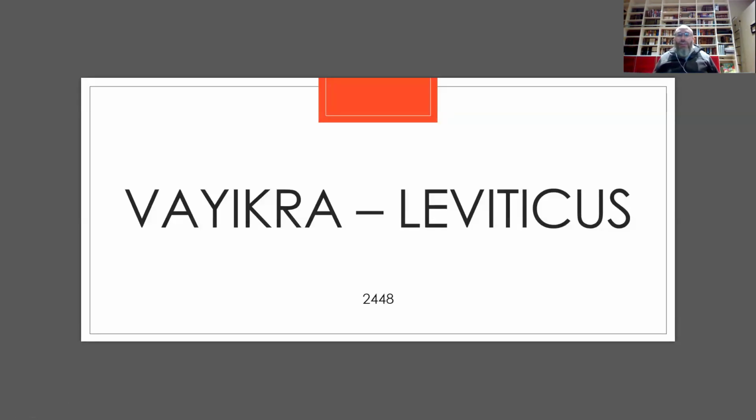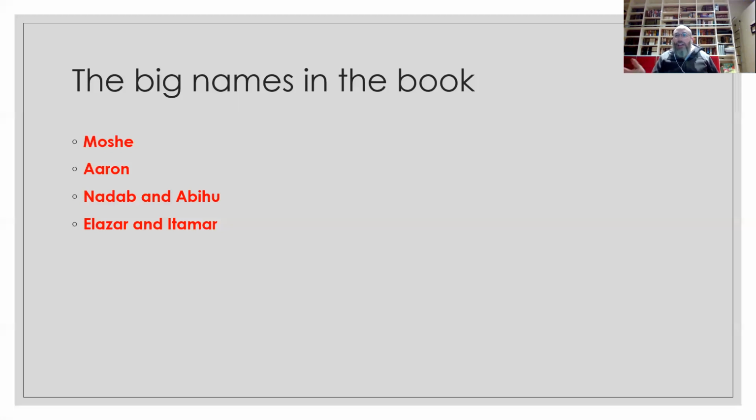Next book is Vayikra. The Vayikra actually it's not a story, so therefore it only really takes place, it's laws that Moshe taught on behalf of God not long after the Jews came off the mountain. So it's 2448 or 2449 when he came down after Yom Kippur.